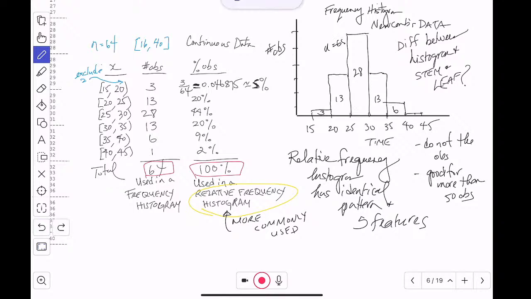64. Right? It doesn't mean anything. So we use the relative frequency histogram because you're telling people immediately that 20% of the observations are between 20 and 25, not including 25. 44% of the observations, so almost half of them, are captured in this interval, 25 to 30, not including 30. Okay, so that's really important.